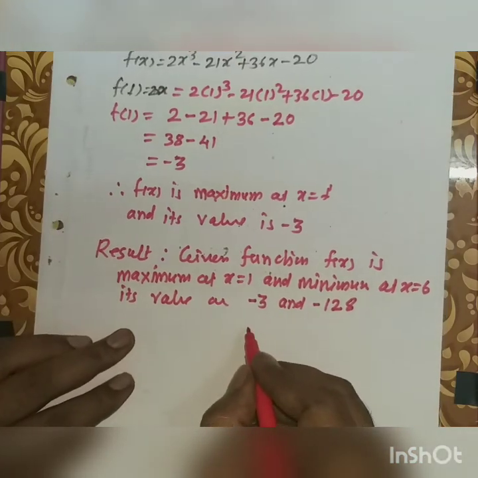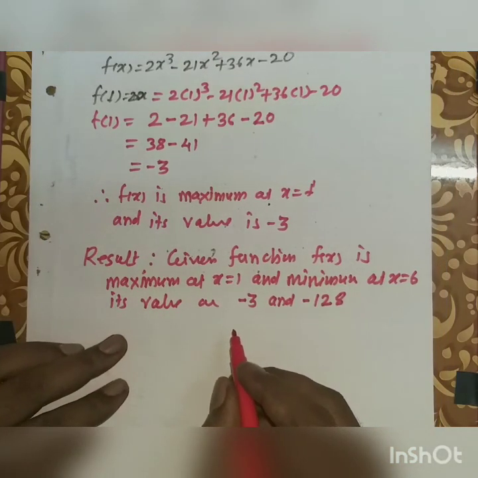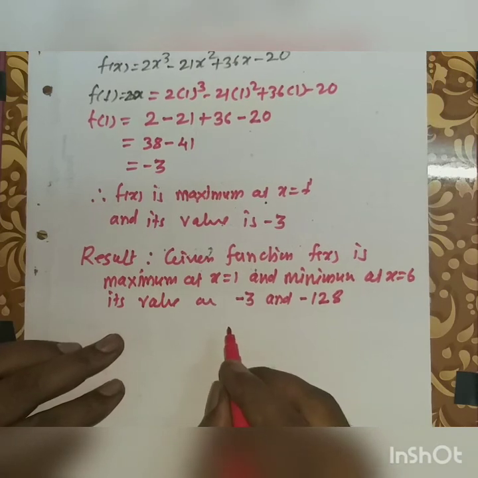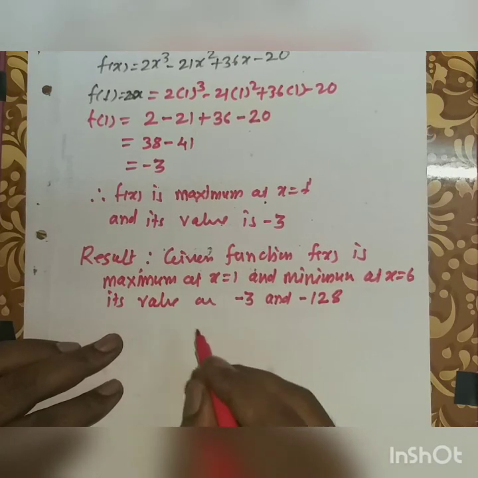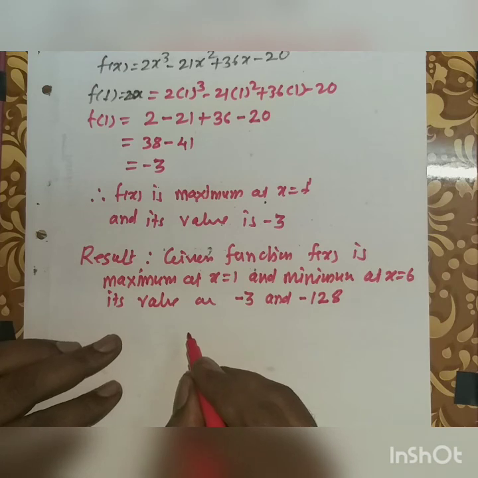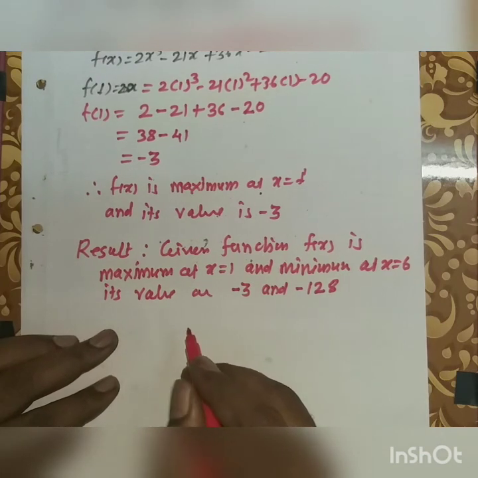Okay, in this way the chapter is completed. In this chapter we see application of derivative. First is to find the equation of tangent and normal. Second, rate measure. Third, increasing decreasing function. And fourth is maxima minima.